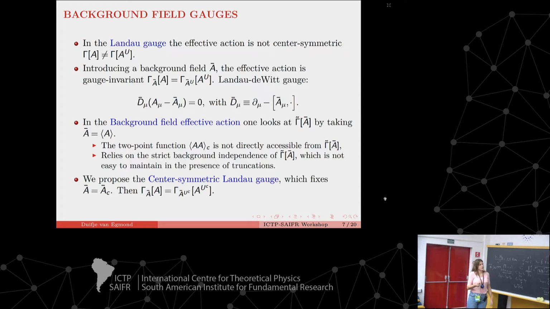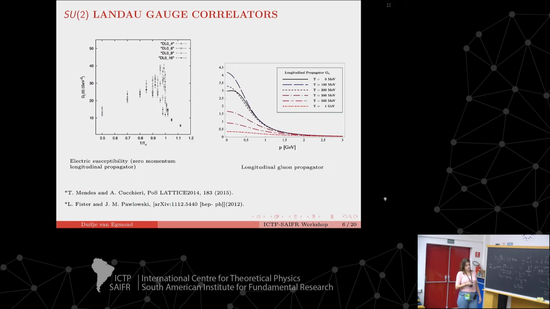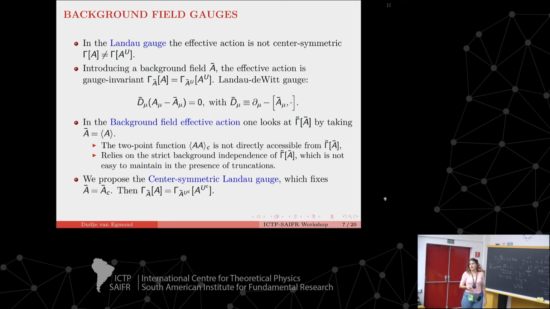Now, if you use this background field effective action, you solve one problem, but you fall into another problem, because now you have two fields that transform under a gauge transformation. Say that I find the minimum of my potential, and I want to see if it's center symmetric, and I make a center transformation. Then I have to make a center transformation of my background field as well. But now I'm in a different gauge, so I'm now comparing two different gauges with each other, and this makes it very hard to keep track of the center symmetry.